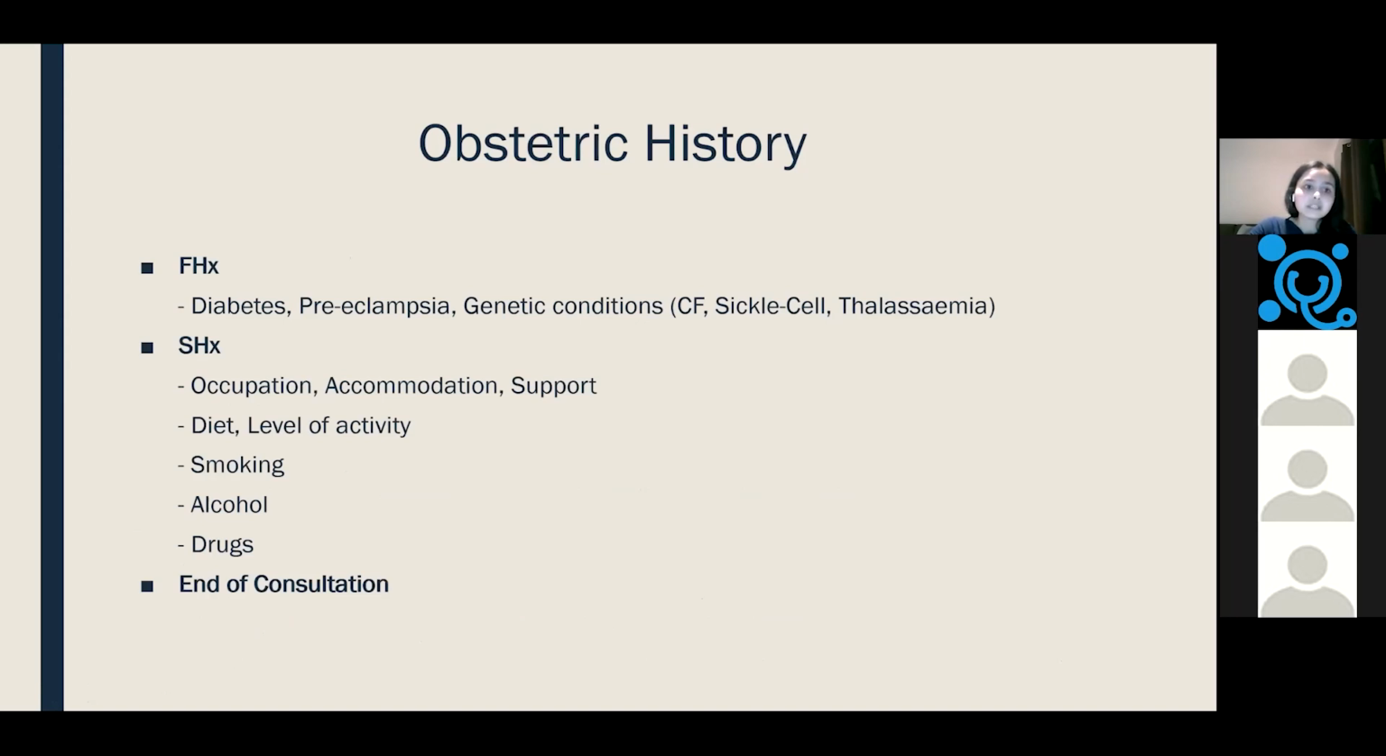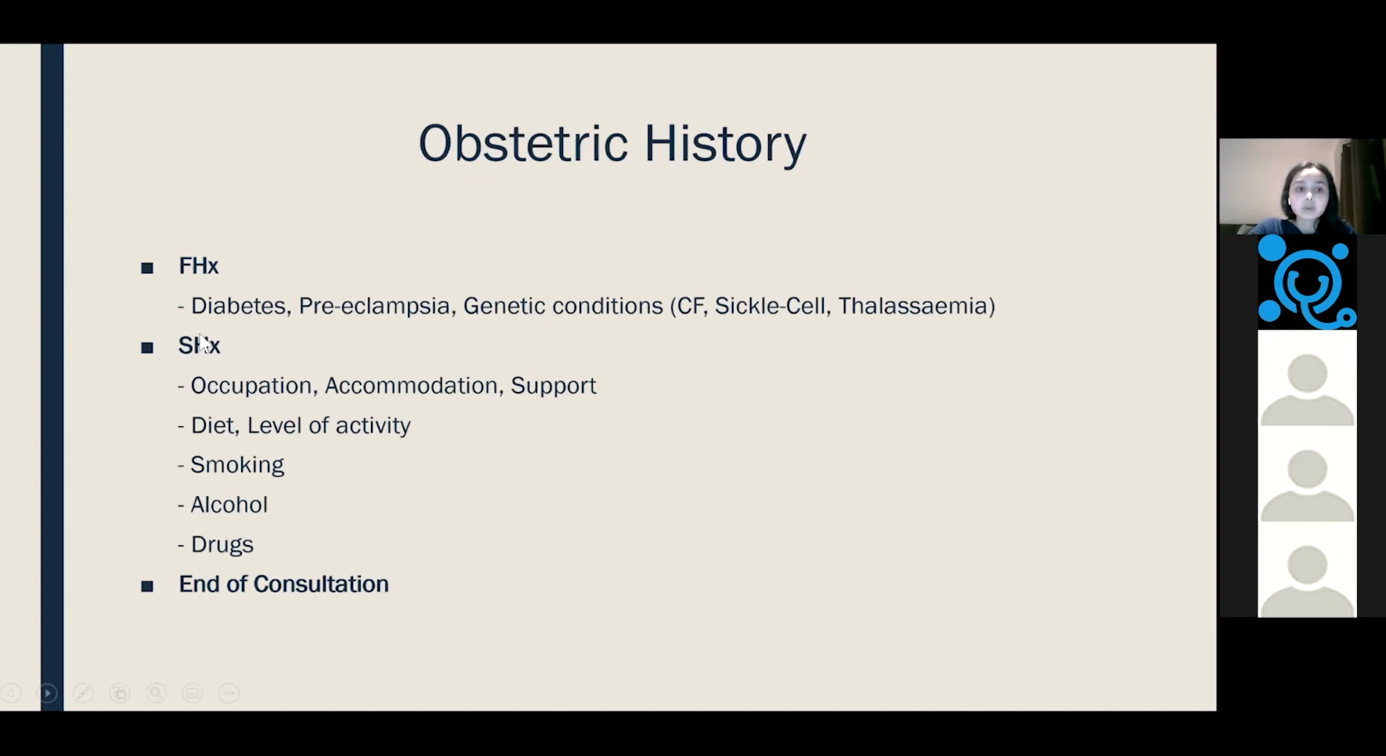And family history. Family history is important in terms of, for example, the patient's mother could have gone through preeclampsia, or they've got diabetes, or they had twin births, so she could give birth to twins as well. And then any genetic conditions like cystic fibrosis, sickle cell, thalassemia, and things like that.